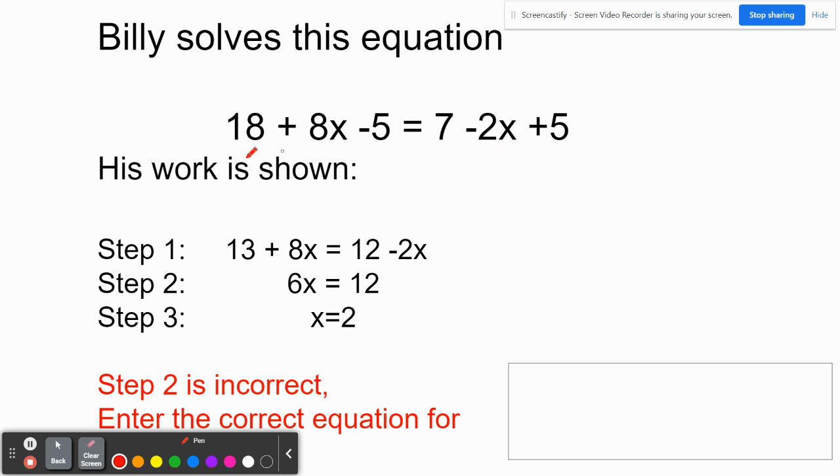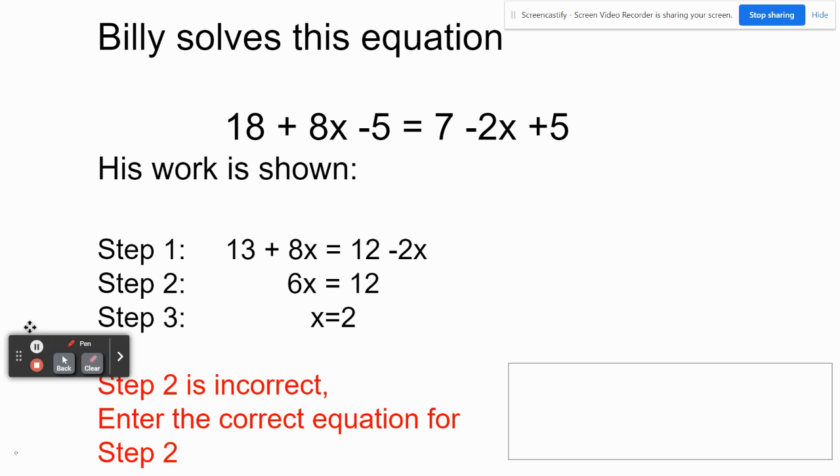But then as you look at Billy's equation, his work is shown below. And now when they do their work, they do it maybe a little bit different than yours, but not much. Step 2 is incorrect. Enter the correct equation for step 2. You can't see that part there. It's hidden. But step 2, okay?